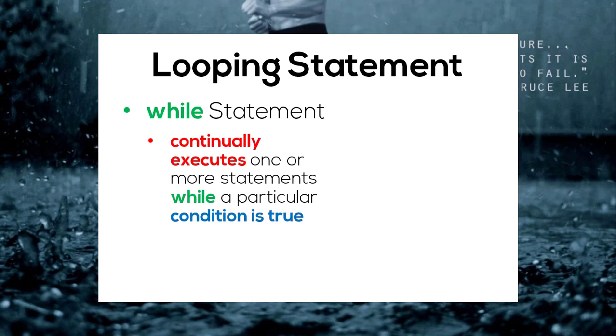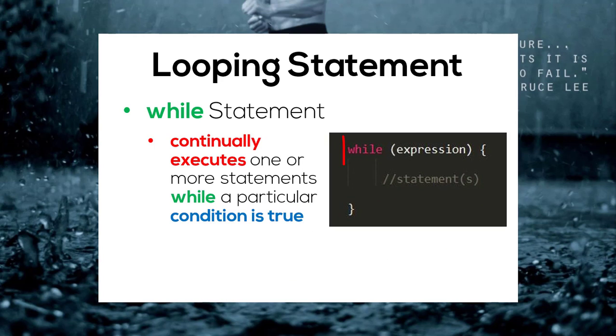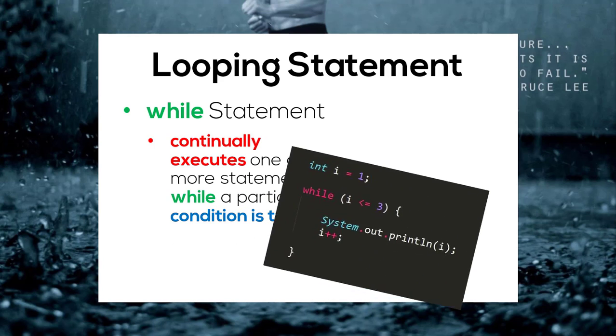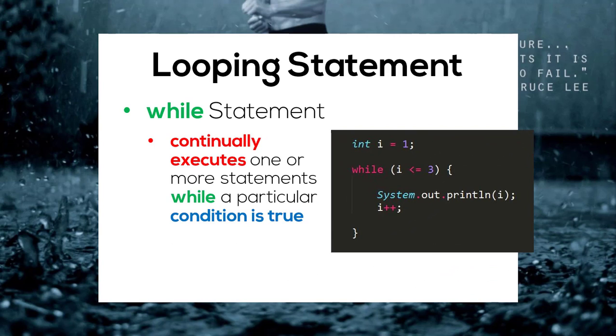The while statement will continually execute one or more statements while a particular condition is true, and it looks something like this, where we have the while keyword followed by the expression to be tested and lastly the statements that will be executed. Now let's take a look at this example where we would like to print numbers from 1 to 3 on the screen.